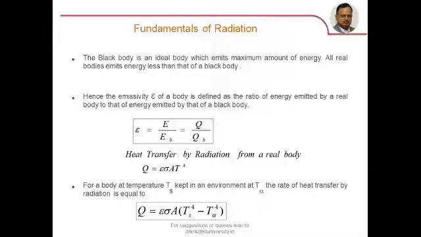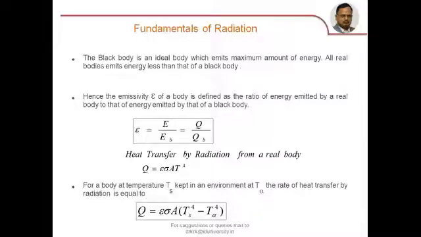The energy emitted by all other bodies, a fraction of it will come and fall on my body, and the energy emitted by my body will go and fall on the other objects. So there is a continuous interaction of radiant heat energy among the bodies present in the environment.